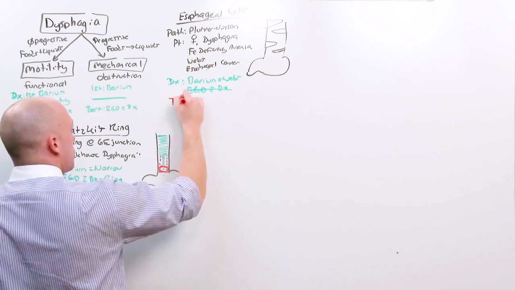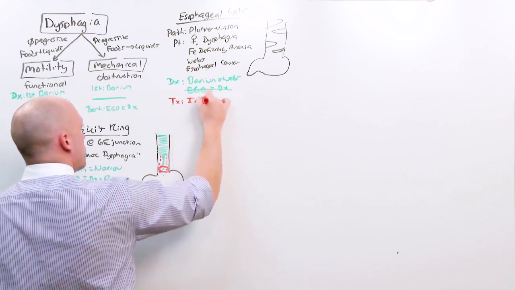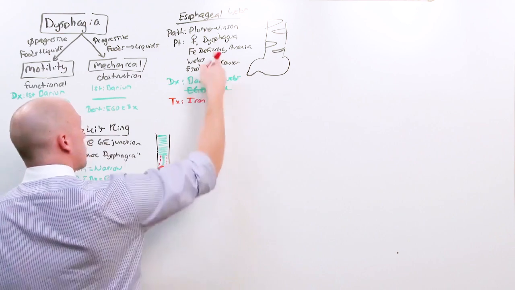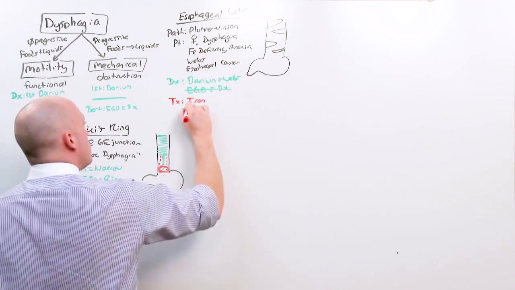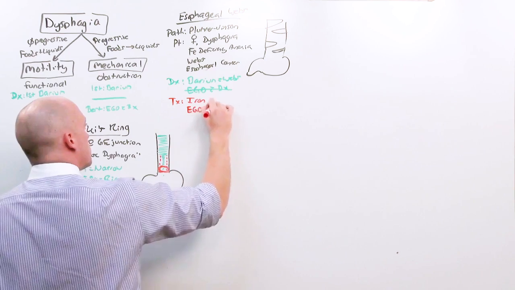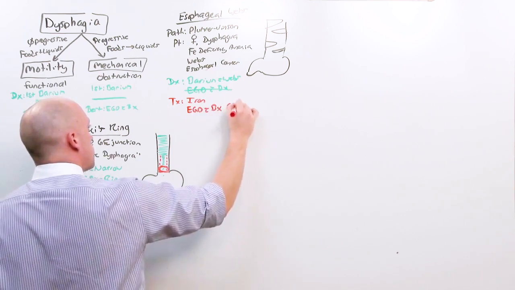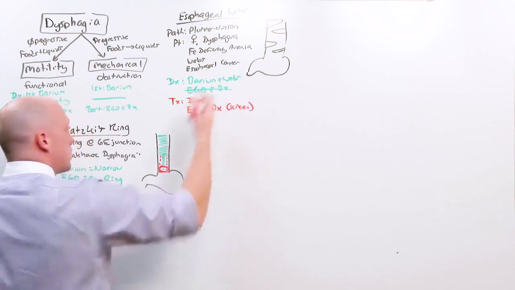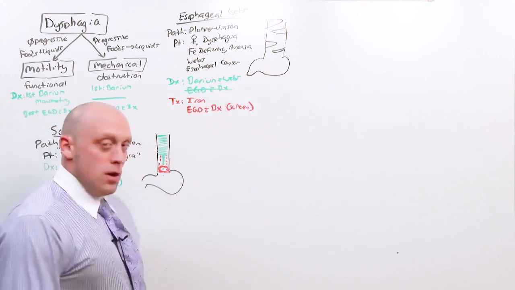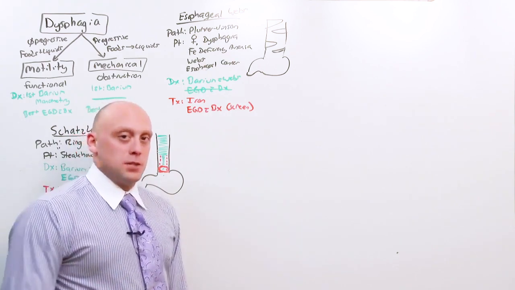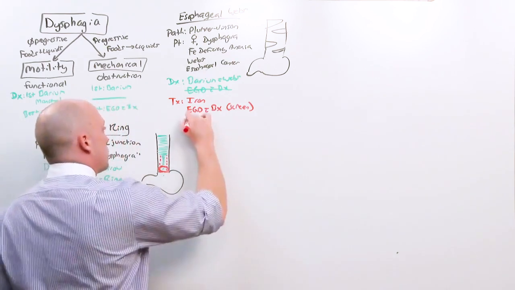Instead, what you're going to do is give them iron to make up for their iron deficiency anemia, and then do EGD with biopsy. This is not a diagnostic step, this is a screening tool to make sure they don't develop esophageal cancer. Unless they actually develop cancer, you should not do esophagectomy.